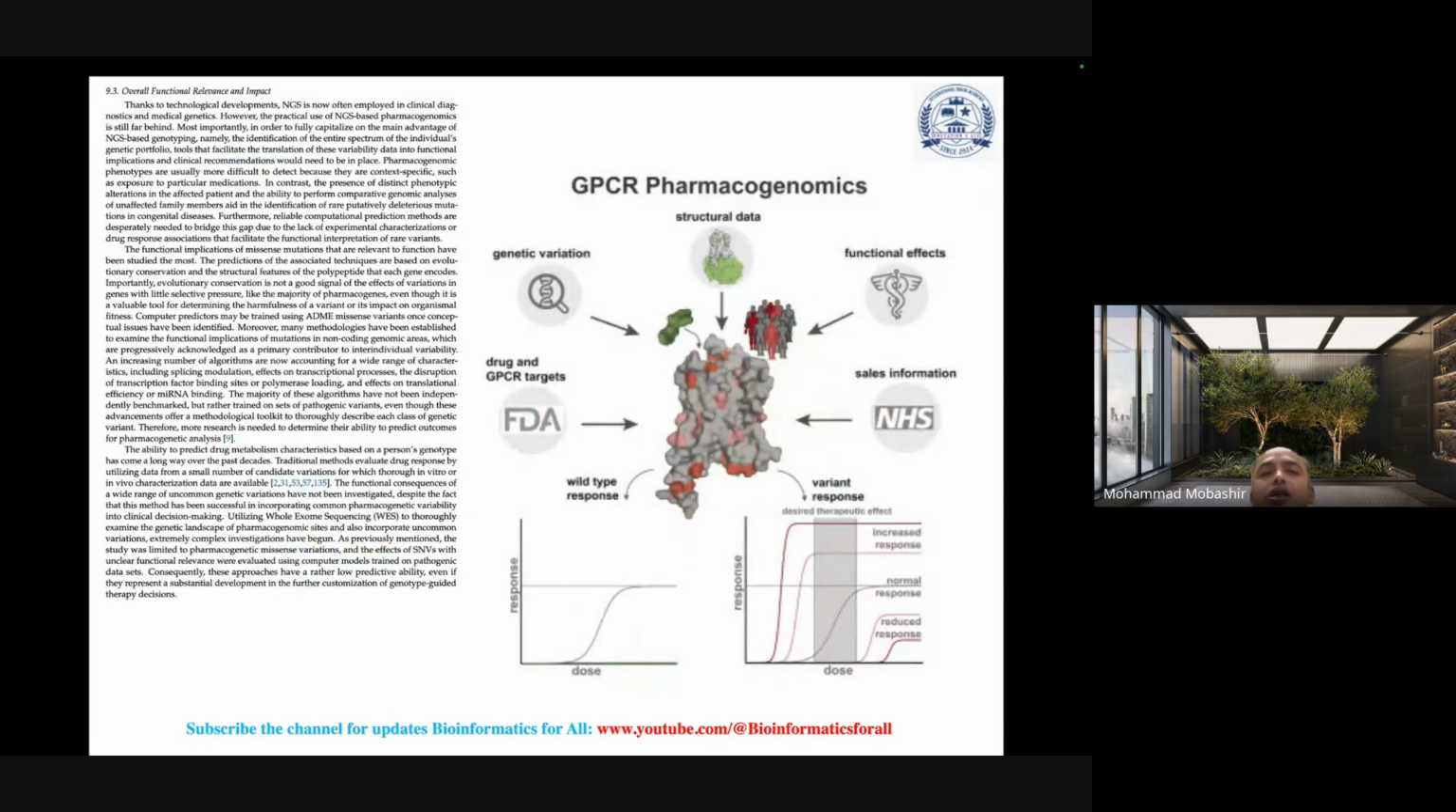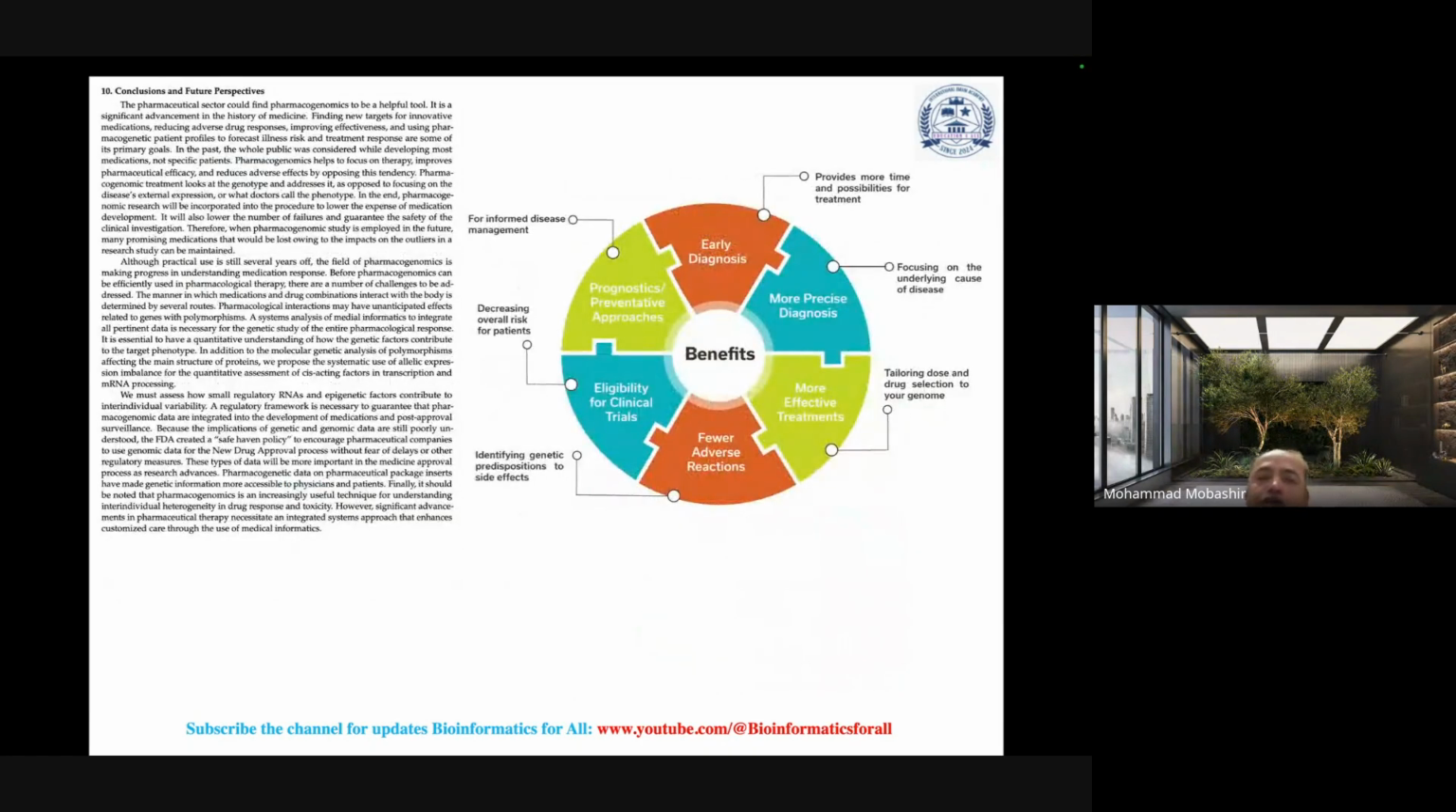And finally, you can move towards thinking about the real perspective of the drug. So you also need to think about the structural data. You need to think about the functional effect, genetic variations, drug and GPCR targets, then cell information, and then look for the dose response curves, of course.